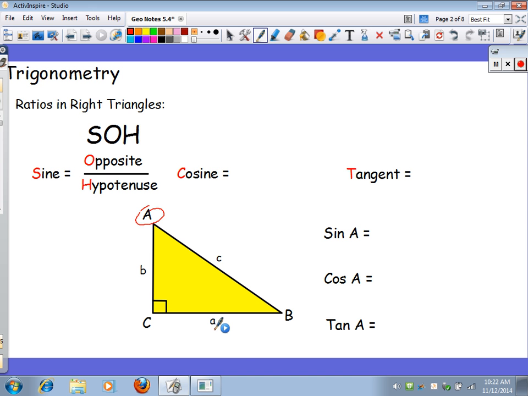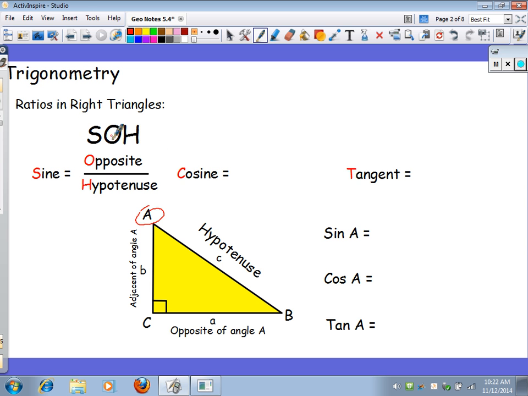So you're going to have to put the little a down here. That's actually the opposite of angle A right there. That's across from angle A. This side over here is actually the adjacent side to A because it's actually touching A. It's the leg that touches, so it's adjacent. And then, of course, this side right here is your hypotenuse. So you've got your opposite, you've got your adjacent, you've got your hypotenuse.